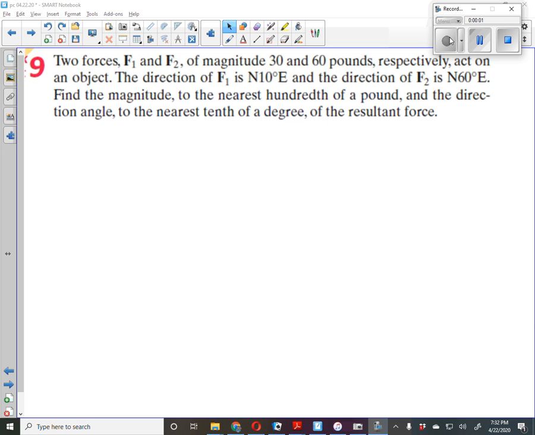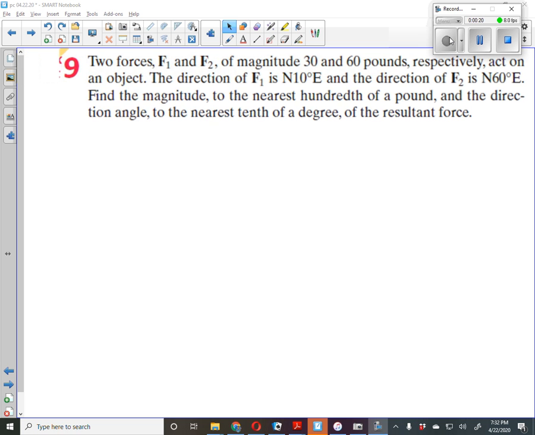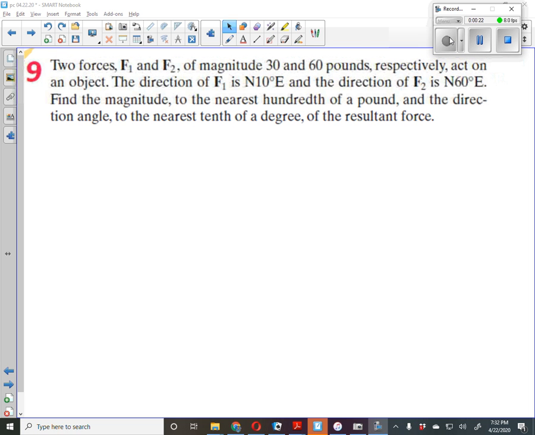All right, the last problem saved for last, or the best saved for last. Two forces F1 and F2 of magnitude 30 and 60 respectively act on an object. The direction of force 1 is north 10 degrees east and direction of force 2 is north 60 degrees east. Find the magnitude to the nearest hundredth of a pound and the direction angle to the nearest tenth of a degree of the resultant force.